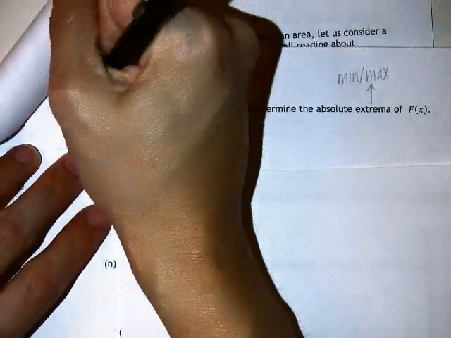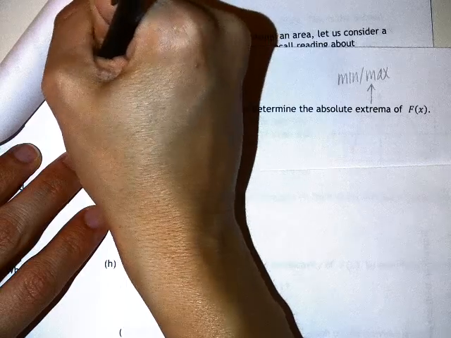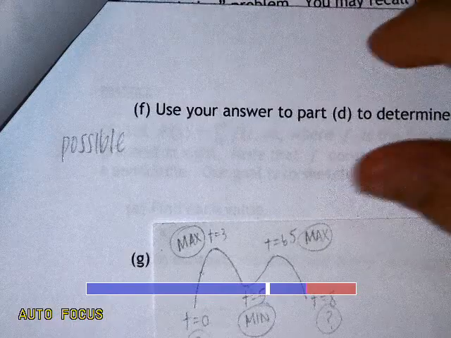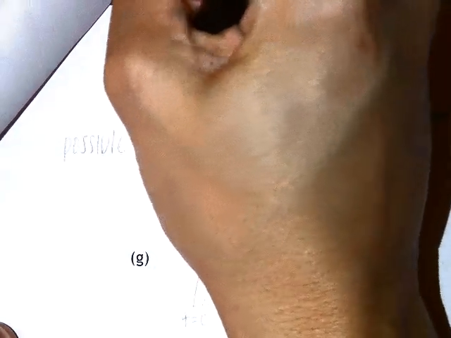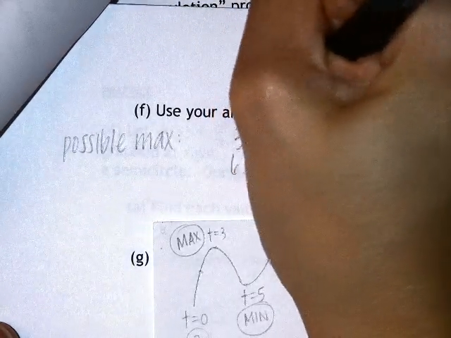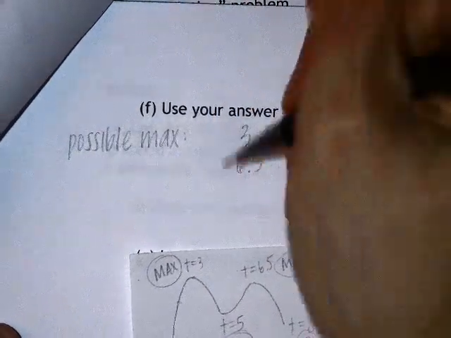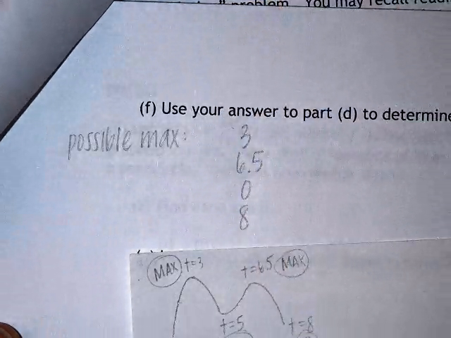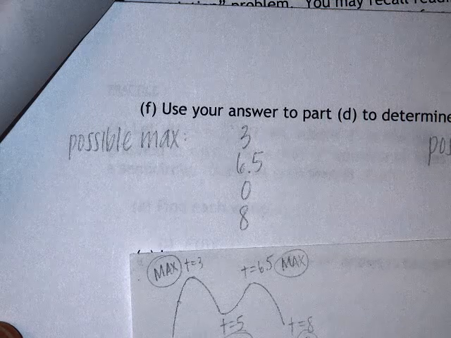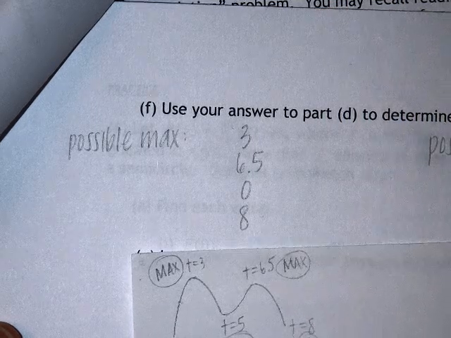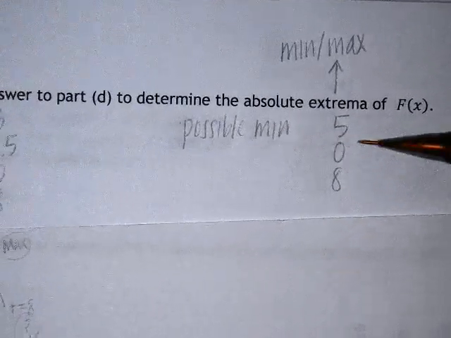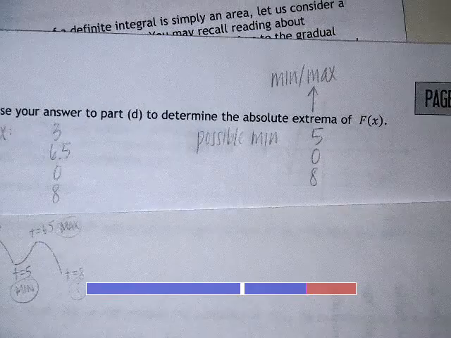I'm going to list my possible maximums in my side work here, or in my scratch space. So possible max points could be at time 3, at time 6.5, and maybe at the endpoints 0 and 8. Possible minimum points could occur at time 5, and again time 0 and time 8, not really sure. So those are my possibilities.